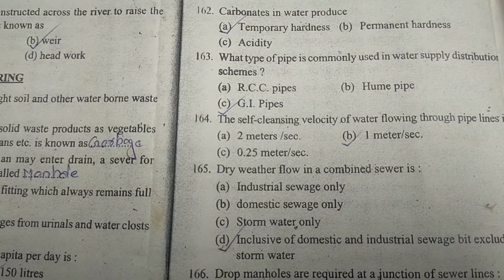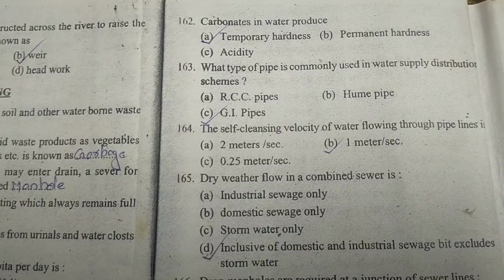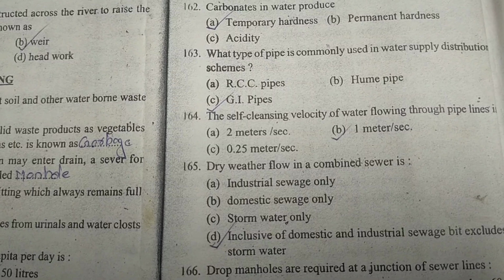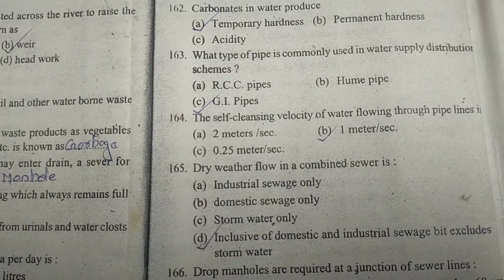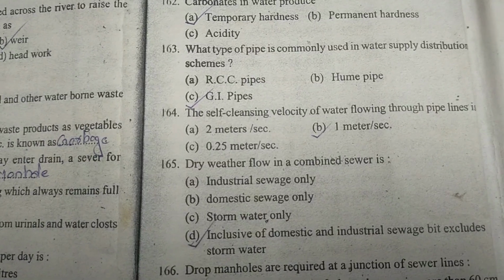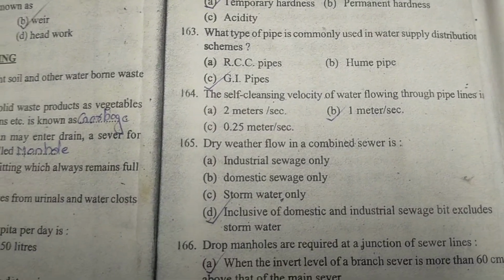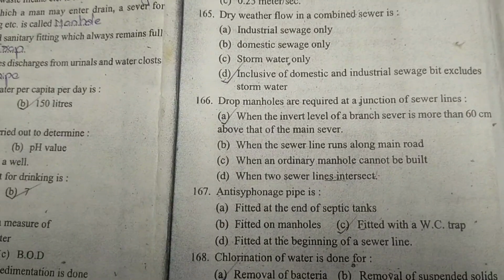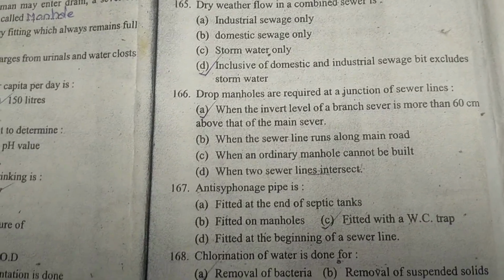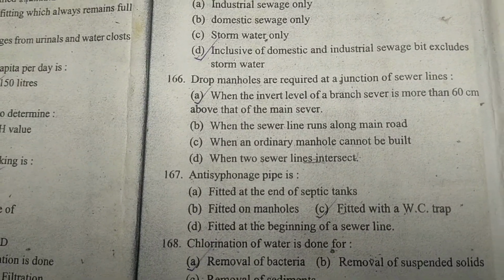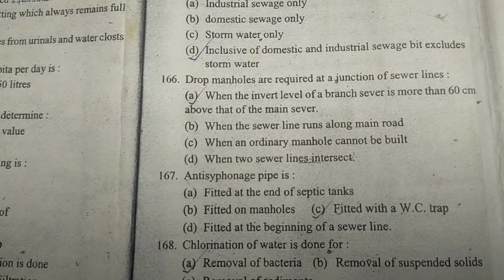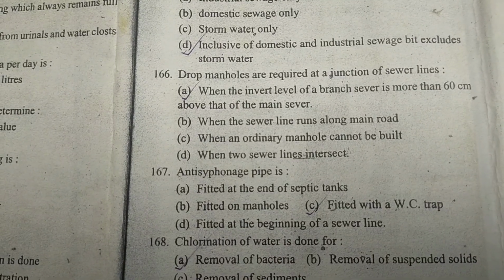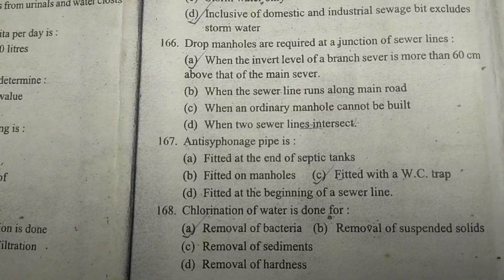What type of pipe is commonly used in water supply distribution schemes? GI pipes, galvanized iron pipes. The self-cleansing velocity of water flowing through a pipeline is 1 meter per second. Dry weather flow in a combined sewer is inclusive of domestic and industrial sewage, which excludes storm water. Drop manholes are required at a junction of sewer lines when the invert level of a branch sewer is more than 60 cm above that of the main sewer.